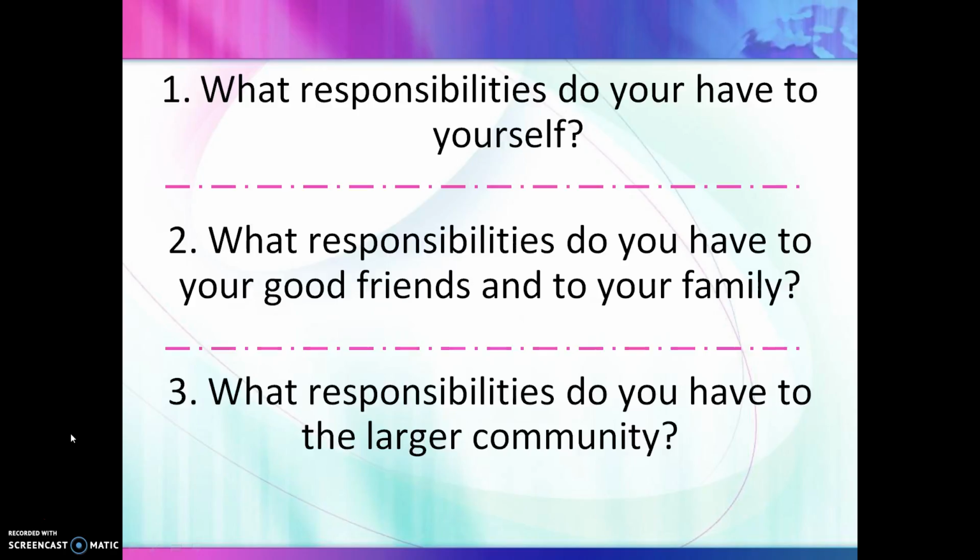Here are some examples of answers. Number 1, what responsibilities do you have to yourself? This could be eating healthy, doing your homework, or brushing your teeth. Number 2, what responsibilities do you have to your good friends and to your family? That would be taking care of your siblings, doing your chores, or supporting friends at sporting events. Number 3, what responsibilities do you have to the larger community? These could be getting to practice and appointments on time, don't litter, and be polite to other people.